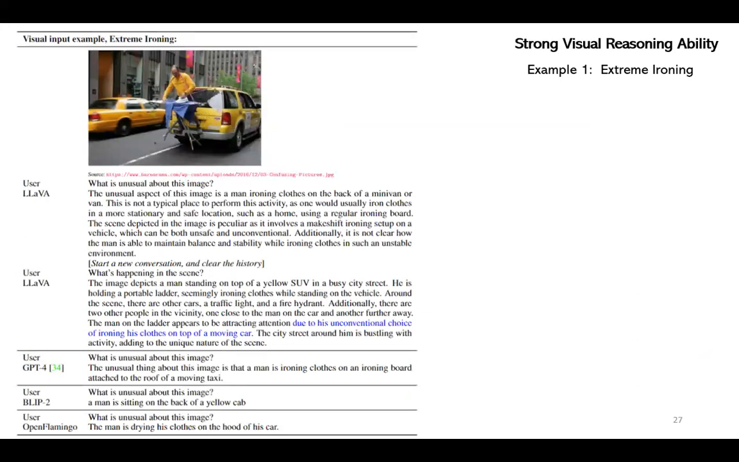Now let's see some examples. Remember previously I talked about the famous example, this image. With Llama, we just trained on a subset of COCO. With this very small amount of training data, it turns out we could actually reproduce the multimodal GPT-4 ability in terms of complex reasoning. The question is, what is unusual about this image? The model says that there's a moving car and a man is ironing. Ironing is typically done inside the house, but now it is done in a moving car. This could be dangerous, something like that. And of course, if you are interested, you can continue to interact with Llama. We have a live demo online.